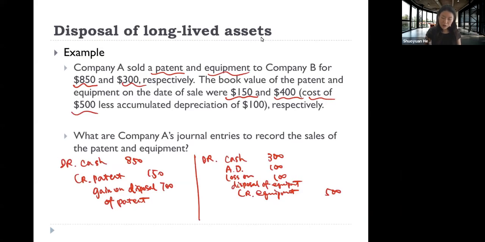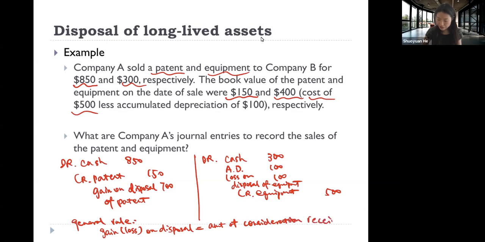So those are the two journal entries. And the general rule here is that the gain or loss on disposal of the assets is the difference between the amount of consideration received, so however much the company received from disposing the asset, minus the book value of the asset. So that is the general rule here.